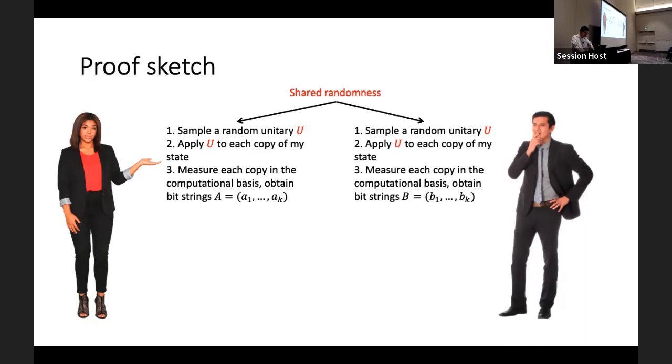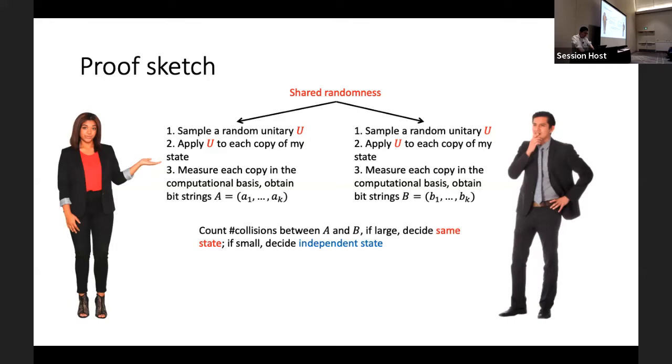And next, Alice and Bob both apply U to each of their states, each copy of their states. And next, Alice and Bob both measure each copy of their states in the computational basis and obtain bit strings A and B. So to decide which case they're in, Alice and Bob can simply count the number of collisions between A and B. And if it's large, they decide same state. If it is small, they decide independent state.